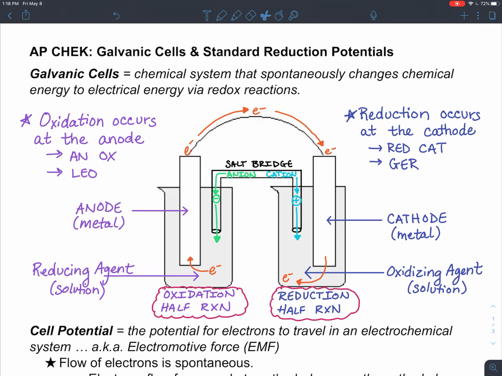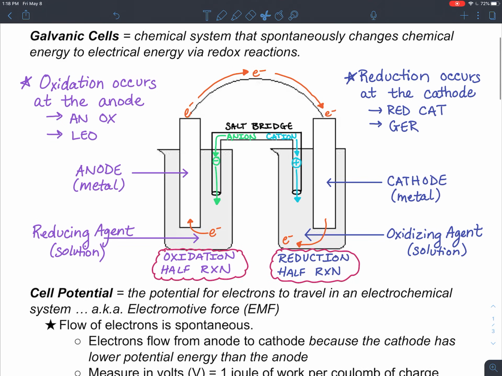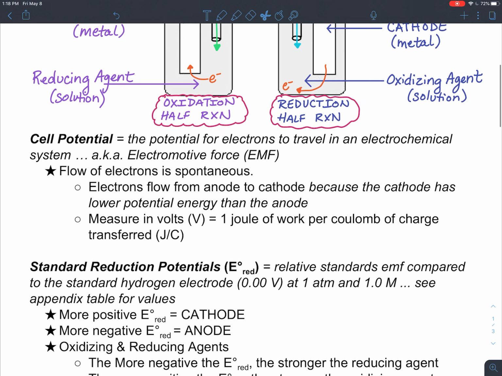And so we'll see the anions are going to travel towards the anode, and the cations are going to travel towards the cathode. Anions towards the anode, cations towards the cathode. There we go. Okay, and so we want to be able to evaluate these. Now, they may not always be left versus right. Sometimes you might have to evaluate the data to determine which one will go where.